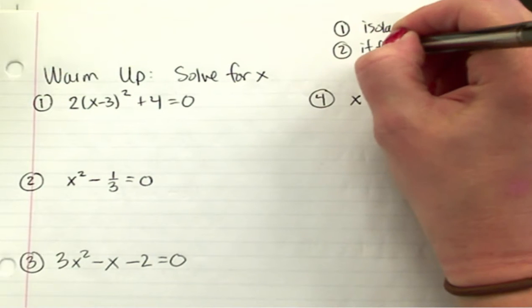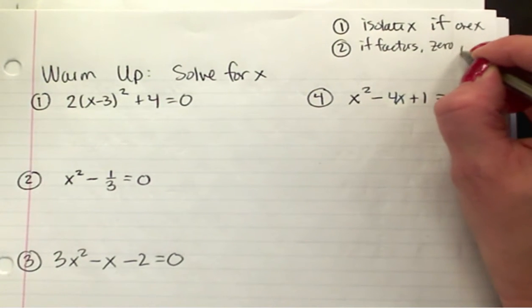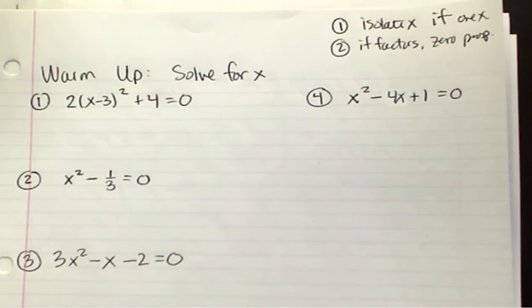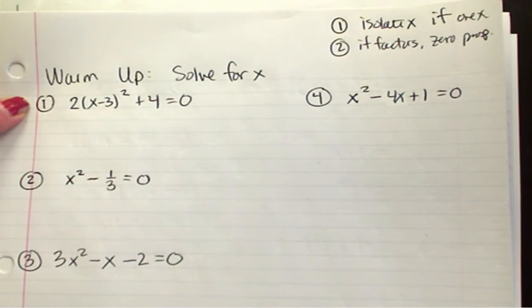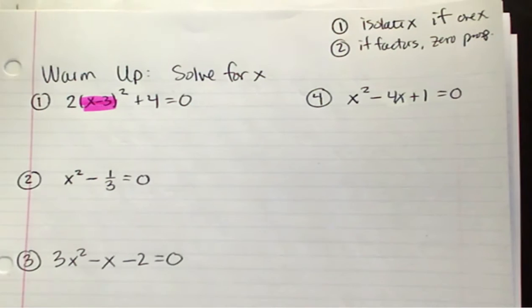If it factors, then use the zero product property. Okay, 1x is easier than 2x's. That's why I do it first. How many x's do you see? 1. That means that you should be isolating x.